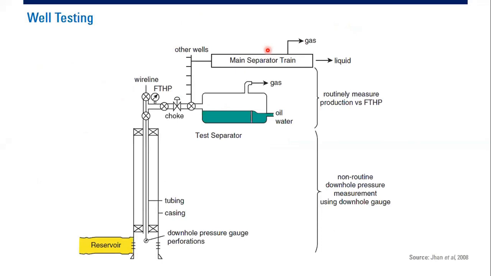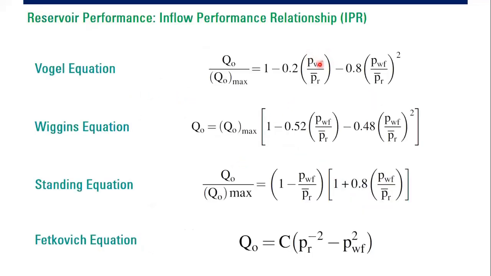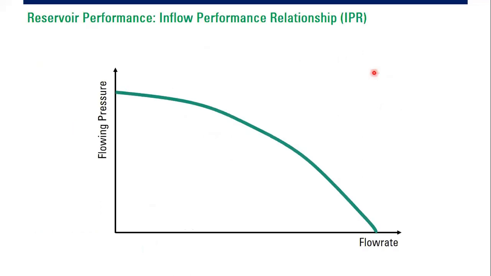So this is the system to do well testing. If we have a reservoir here, and of course this is the well, we need to put a downhole gauge to monitor and record the flowing bottom hole pressure because we need data of PWF. You see, there is always PWF, so we need data of it, the bottom hole flowing pressure.